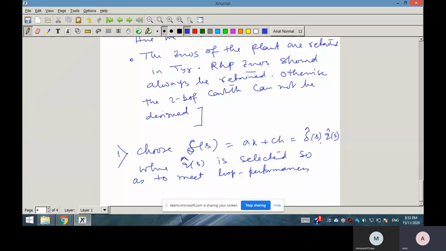So Q hat S is selected so as to meet. So here Q hat is additional. So delta hat is given to you. Now Q hat has to be chosen, and the Q hat is chosen such that you will get a desired loop shaping, desired sensitivity peak, and all these things.